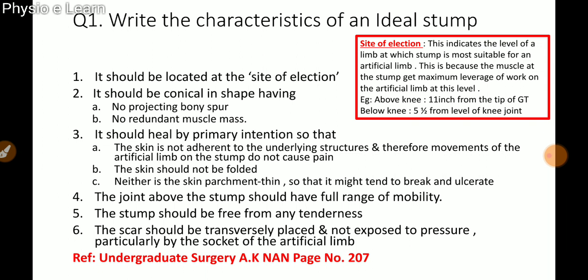The skin should not be folded. Neither should the skin be so thin that it might tend to break and ulcerate. The joint above the stump should have full range of mobility. The stump should be free from any tenderness. The scar tissue should be transversely placed and not exposed to pressure, particularly by the socket of the artificial limb.